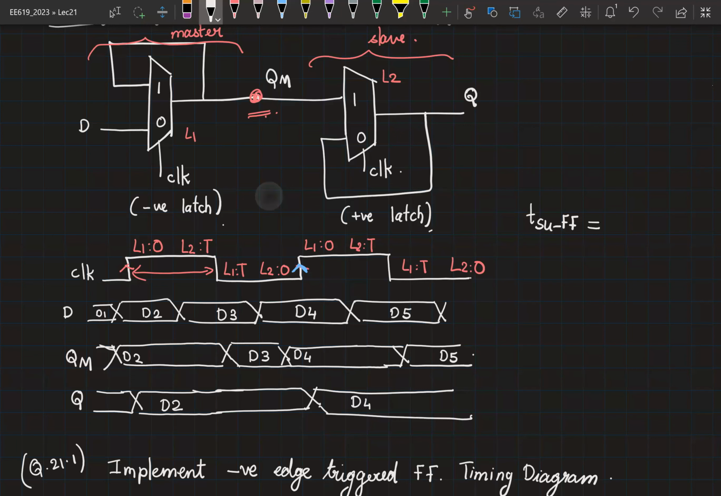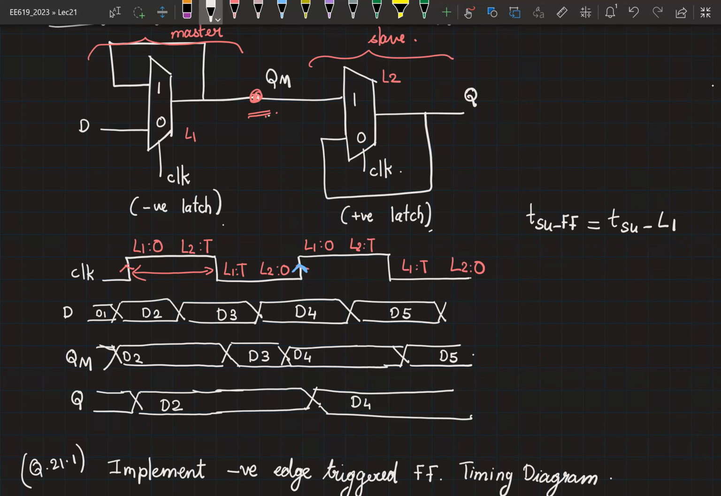So L1 being the bottleneck is clear to everyone, right? If L1 has sampled the data correctly before the rising edge of the clock, before it turns opaque, then it means that QM has been set up correctly and it will definitely appear at the output, because after the clock has risen, L2 is transparent. So L1 is the bottleneck. If the L1 setup time criterion is met, the flop's setup time criterion is also met. Is that clear? So the answer is this should be equal to TSU of L1.